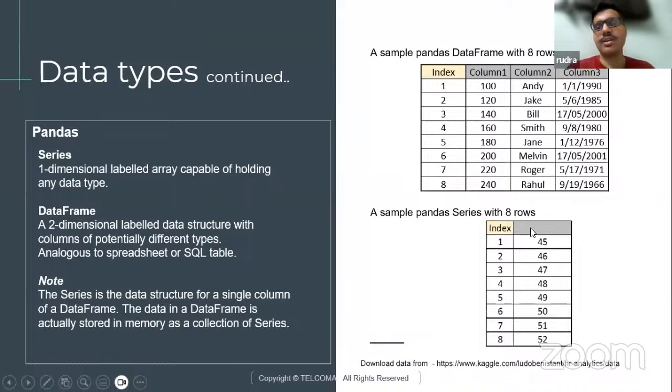A series is just a column having many different rows, whereas a data frame has multiple rows as well as multiple columns. So you see the definition out here. A series is a one-dimensional labeled array capable of holding any data type. So it can be like a list, it can be like a tuple.